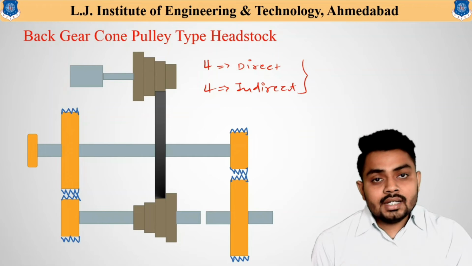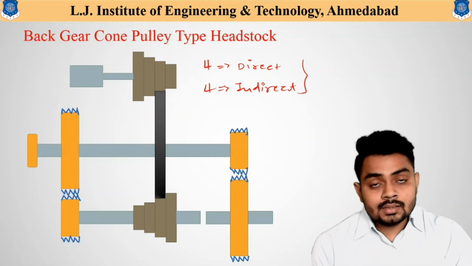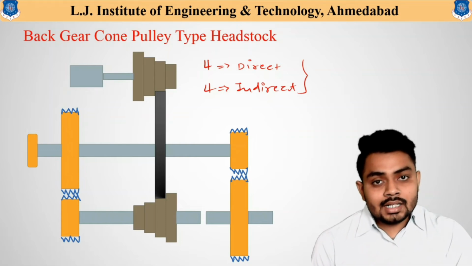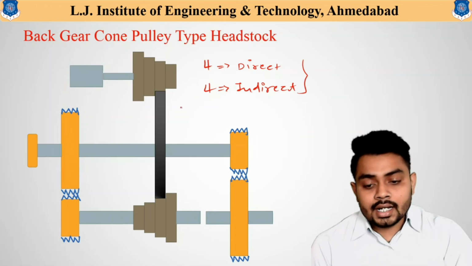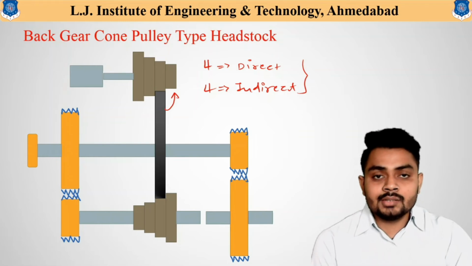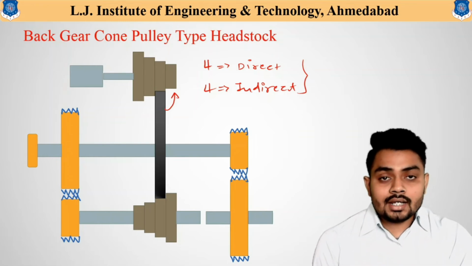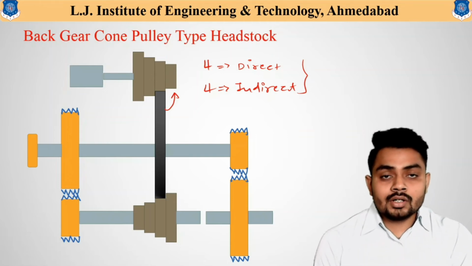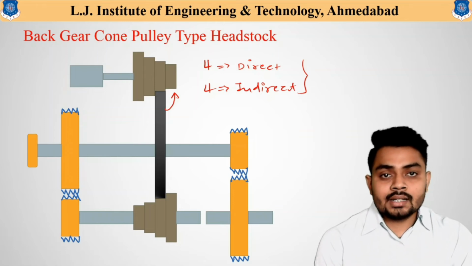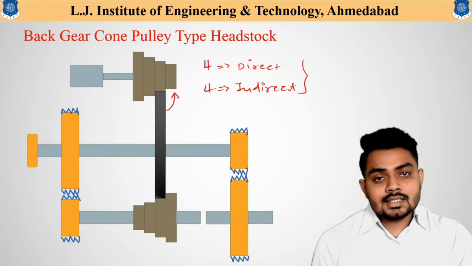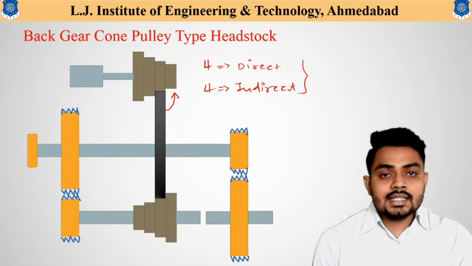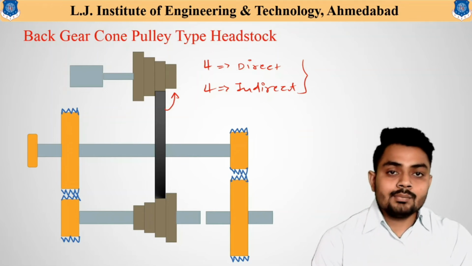But the main important thing that one needs to understand is, each and every time a change in speed or change in RPM requires the stoppage of the motor, and one needs to change the belt to another step of that particular step cone pulley. So each time speed variation is required, one must stop the machine and change the belt, and only after that the machining operation can be performed. So this results in more time requirement during the machining operation. So this is the one and only disadvantage of this back geared cone pulley type arrangement.